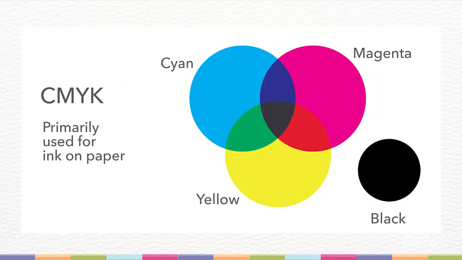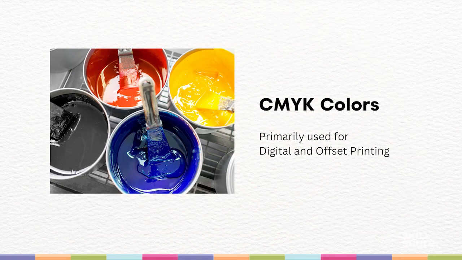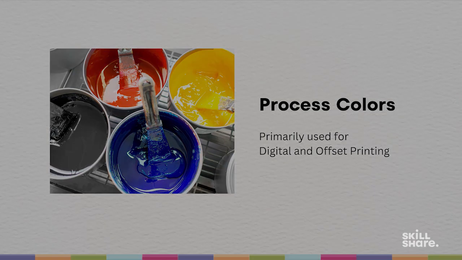So we'll start with CMYK Colors, and we've already kind of touched on those in the offset lesson, but CMYK stands for cyan, magenta, yellow, and black. These are ink colors, so mixing them together, just like paints, you get a rainbow of colors. Sometimes they're also referred to as process colors, and they're primarily used for offset printing and digital printing.